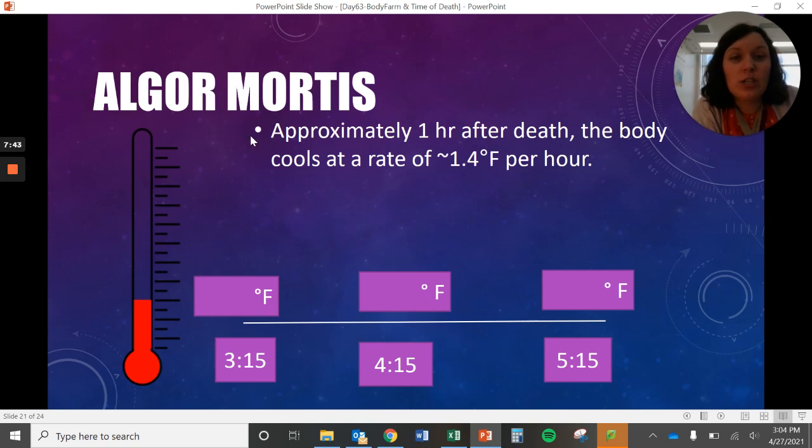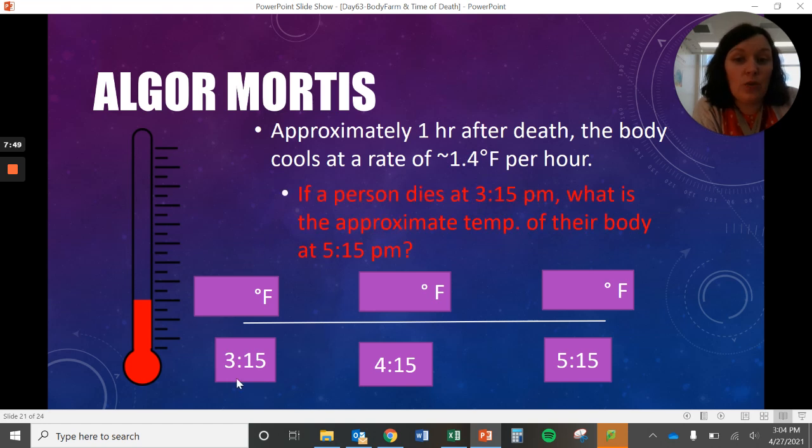So here's an example. Approximately 1 hour after death, the body begins to cool. So at first, say we have a person that dies at 3:15. At first, they're going to be 98.6. An hour later, we haven't cooled yet, so it's going to be 98.6 an hour later. 1 hour after that is when we start to cool down, so every hour afterwards, it's going to go down 1.4 degrees Fahrenheit. So at 5:15, we'll have 97.2 because we did 98.6 minus 1.4 to get 97.2.